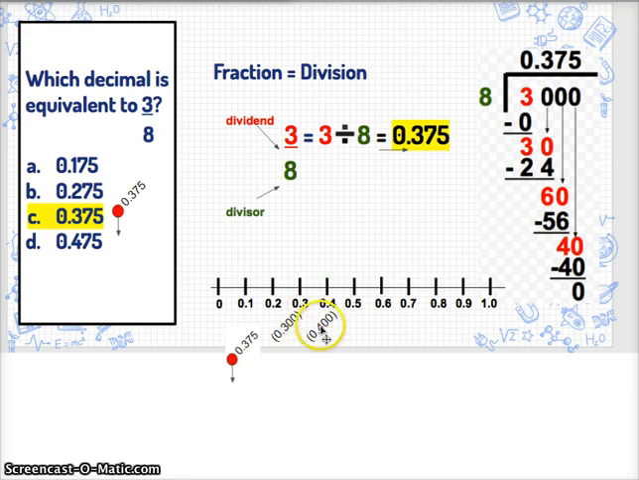4 tenths is equivalent to 400 thousandths. So 375 thousandths will be in between them. In fact, it'll be about right there, 3/4 of the way between 300 thousandths and 400 thousandths. So you can put your dot right there.